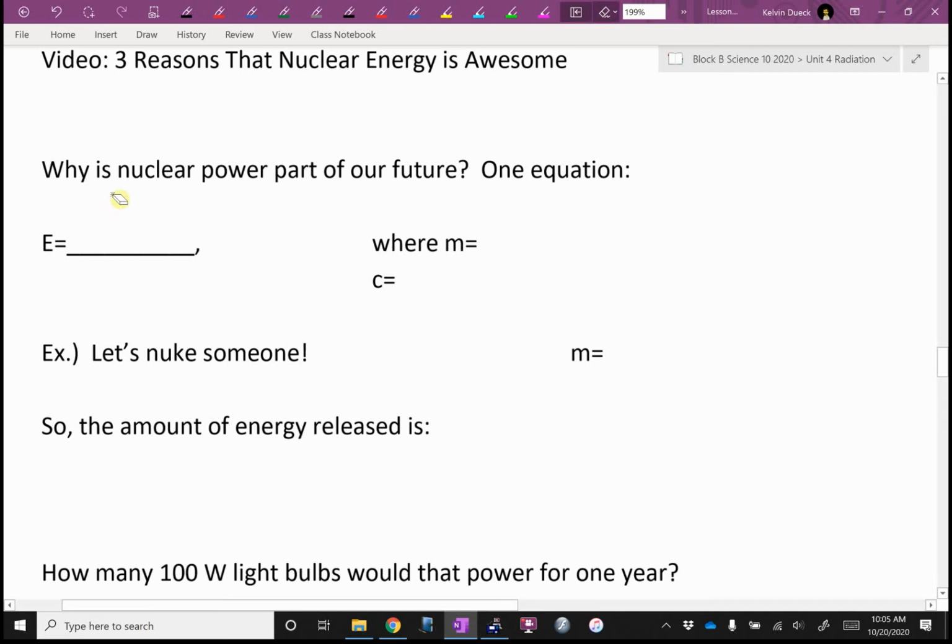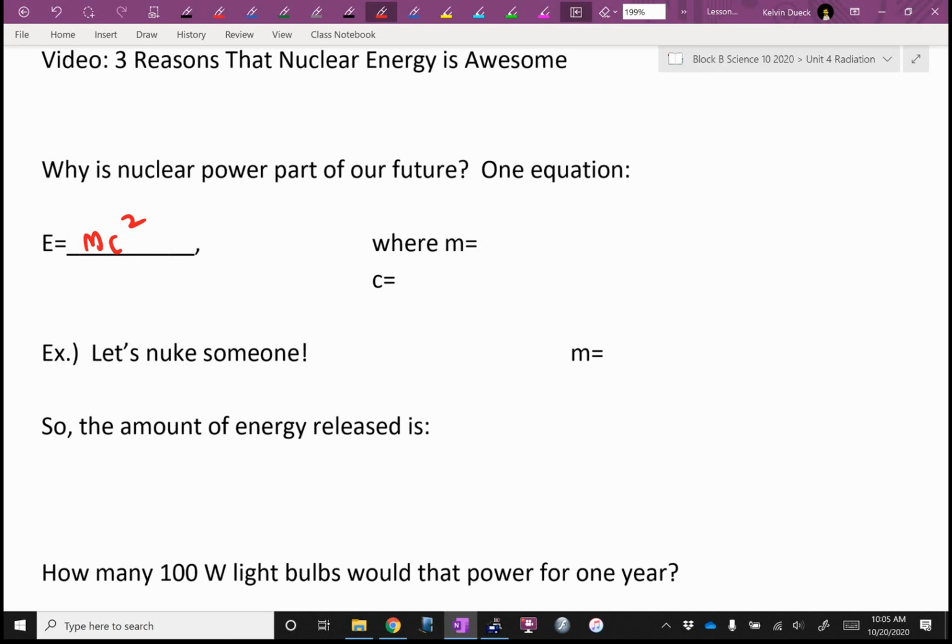Why do I think that nuclear power is such a part of our future? And the answer is one equation. You may even have heard of this equation. It goes E equals. So you've heard of this, have you? This is probably the most famous equation in history. Albert Einstein is the one who published a paper on it. And here's what it means.